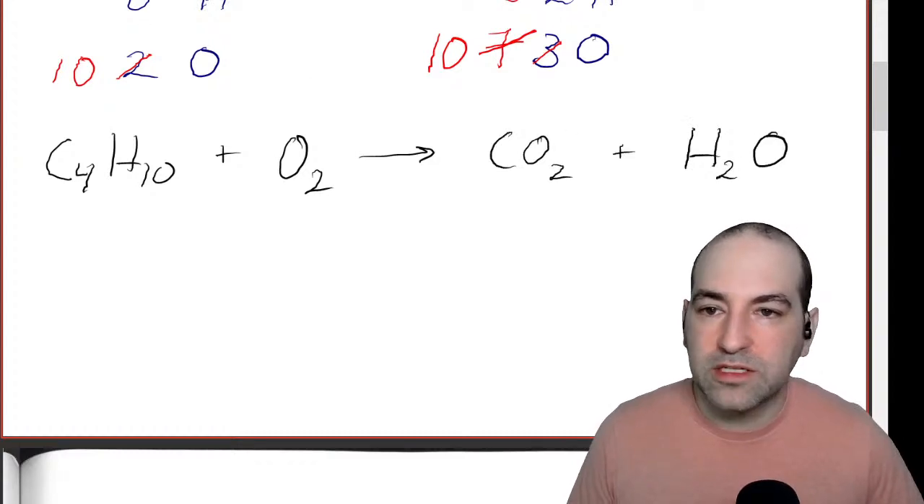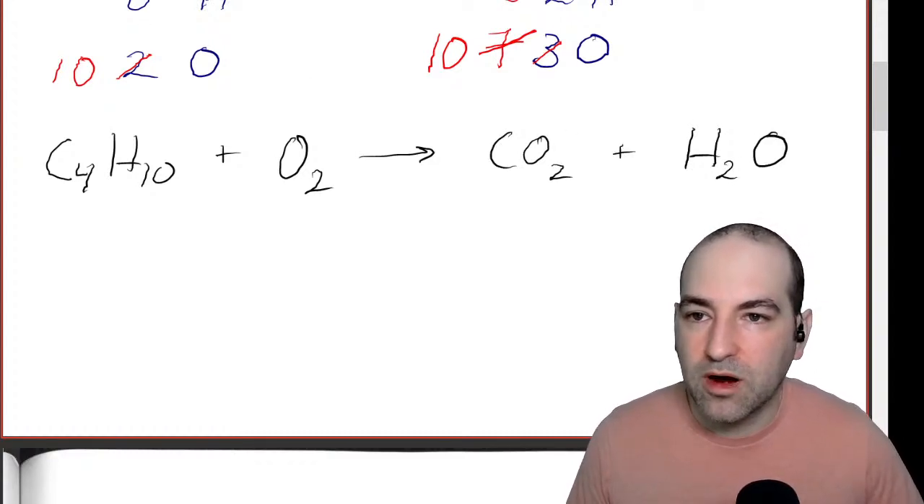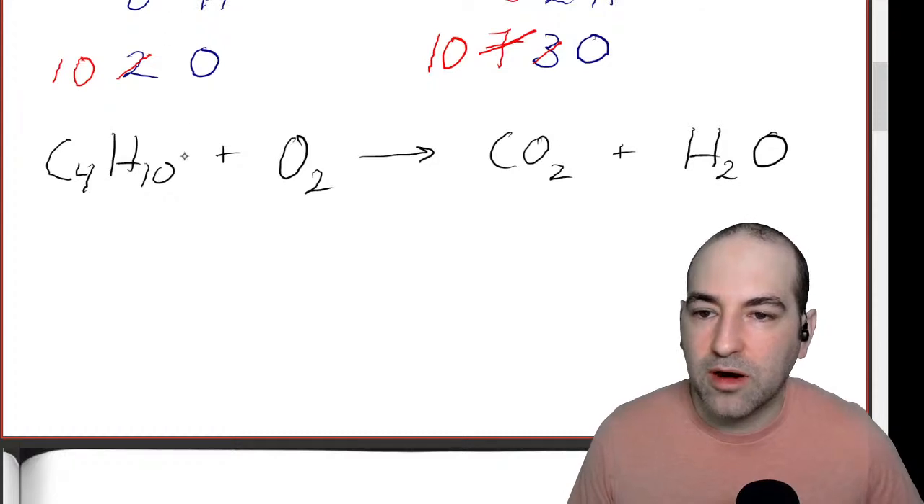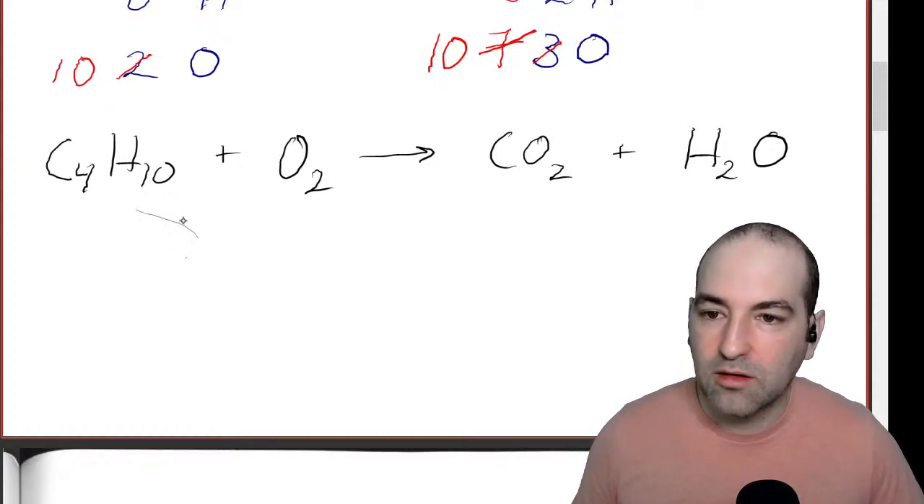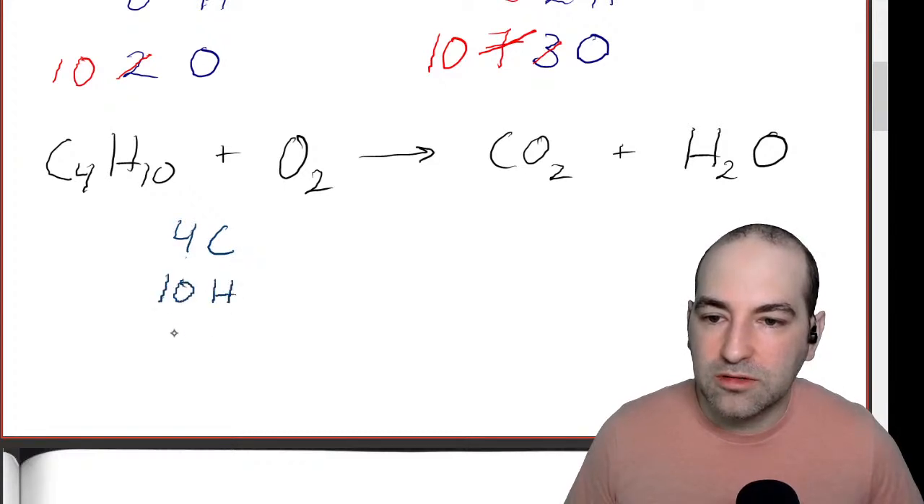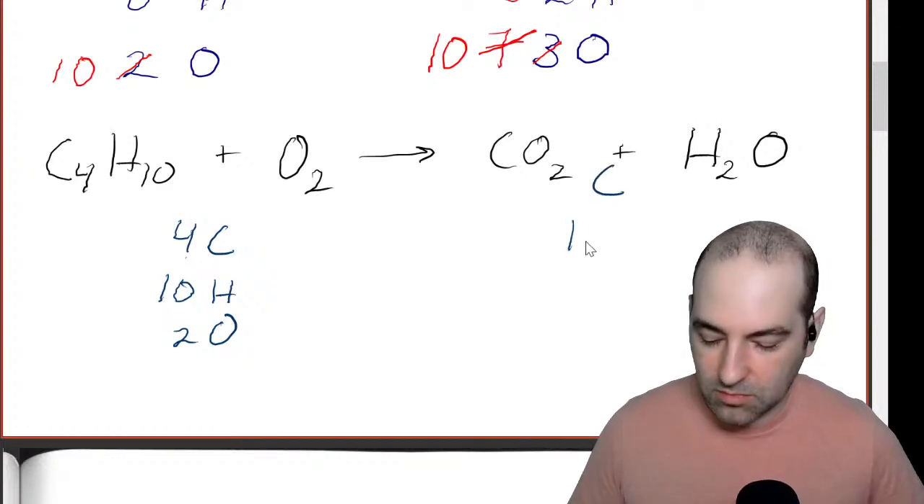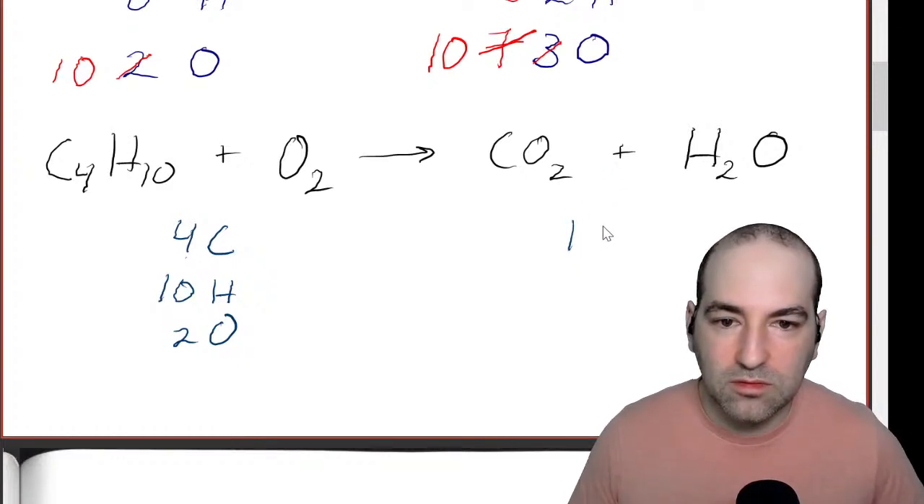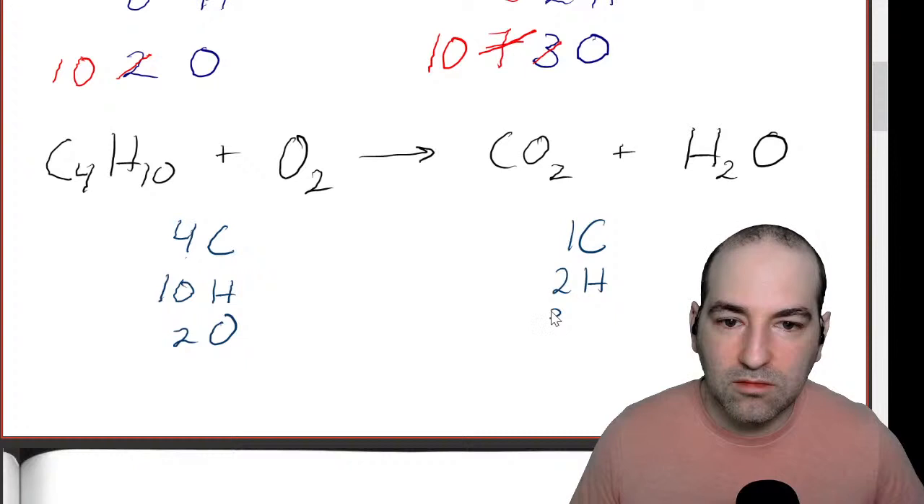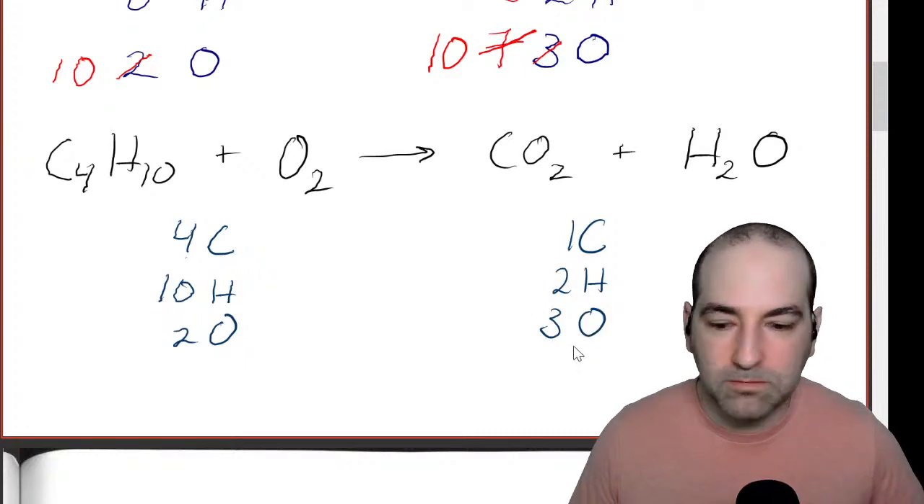And so the process at first is going to be the same. We write our equation, and we start counting up our numbers. So we've got, on the left, 4 carbons, 10 hydrogens, 2 oxygens. On the right, 1 carbon, 2 hydrogens, and 3 oxygens.